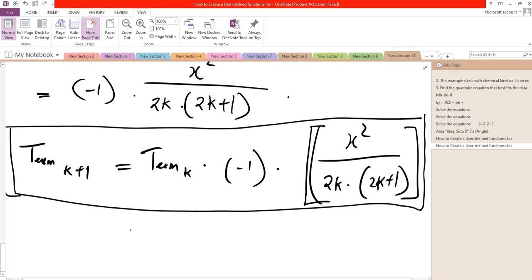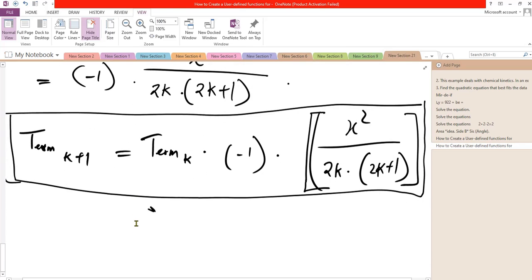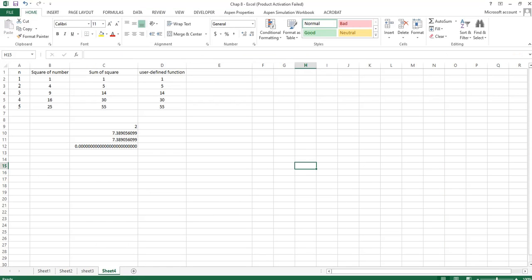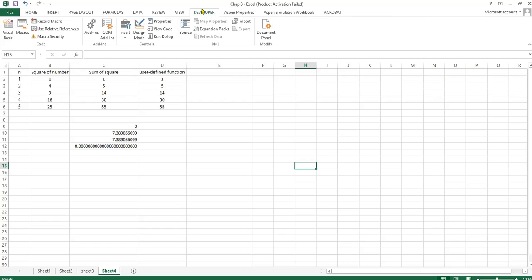So we'll now apply this formula. Now we're going to go into the Visual Basic environment. How do you go into the Visual Basic environment? You go to the Developer tab. From the Developer tab, you click the Visual Basic button.